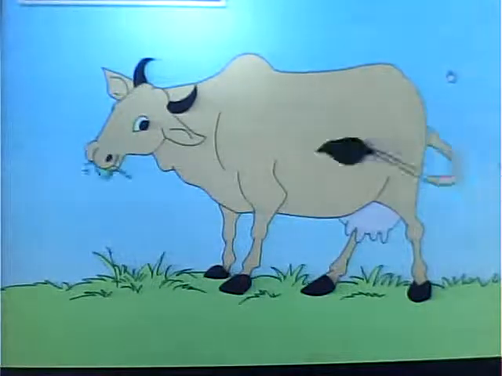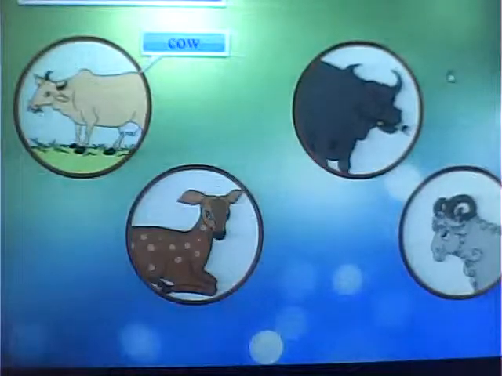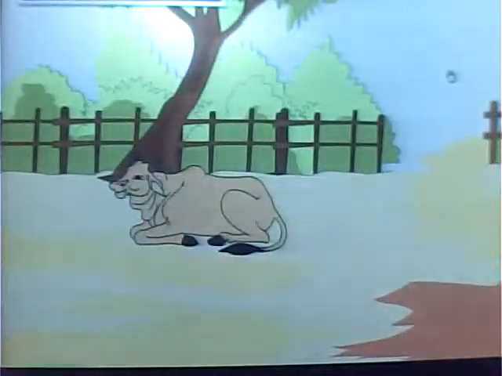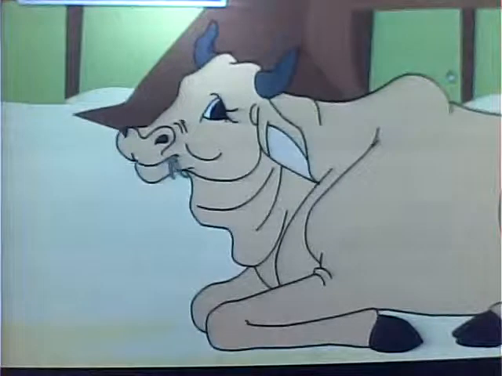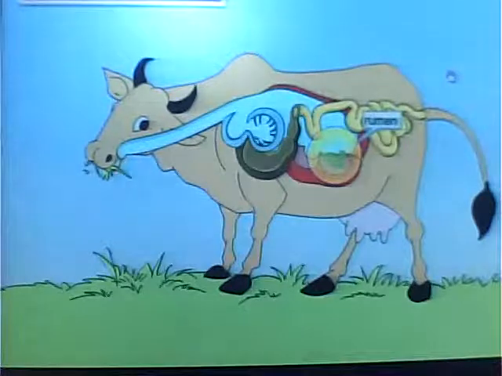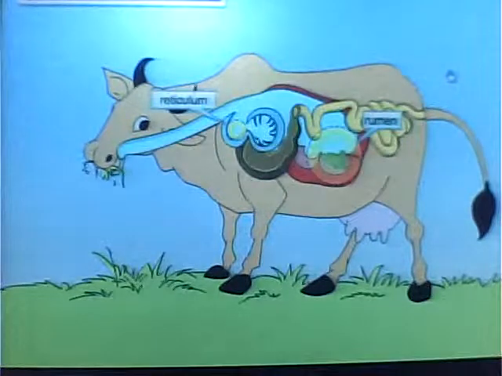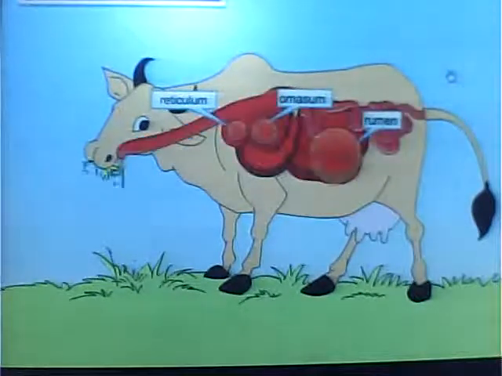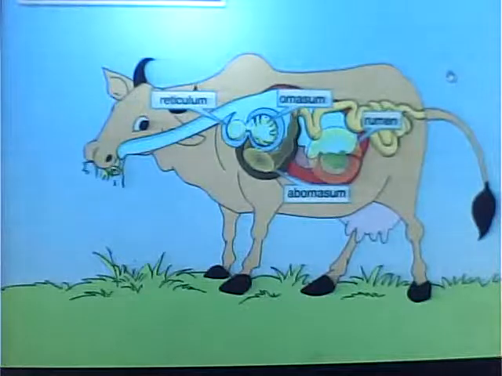Nutrition in ruminants. Certain grass-eating animals such as cows, buffaloes, deer and sheep quickly gather food, chew the food rapidly, mix it with saliva and swallow it hurriedly. In ruminants, the stomach is divided into four chambers. They are the rumen, the first chamber, the reticulum, the second chamber, the omasum, the third chamber, and the abomasum, the fourth chamber. Such a stomach is called compound stomach.